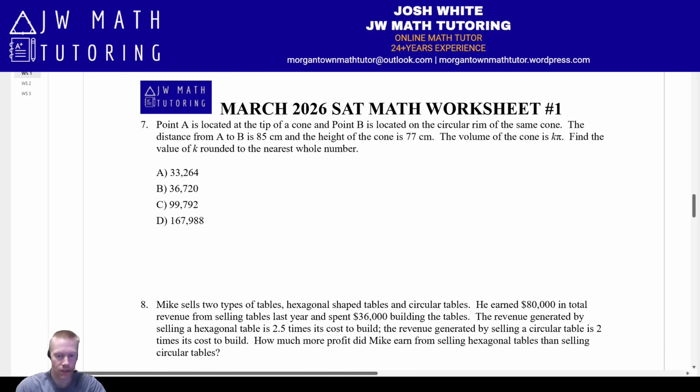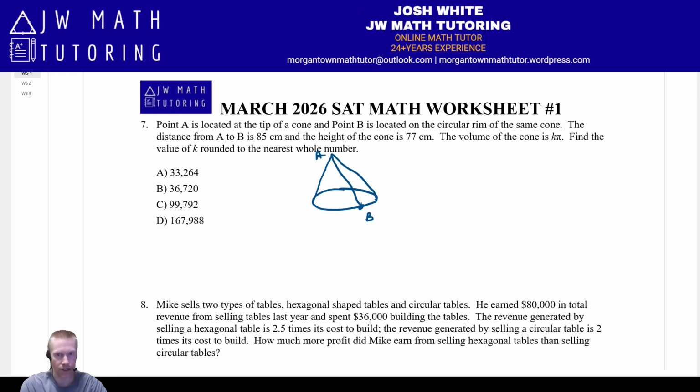Okay, next question. This one dealt with a cone. And so basically here, I don't know if you were given a picture or not. I mean, they might have given you a picture of the problem. Again, I haven't seen what it looks like, but basically A was at the top, like B is somewhere here on the circle. So from A to B, essentially, this is the slant height, usually designated with L. And then they wanted to find the volume of the cone rounded to the nearest whole number.